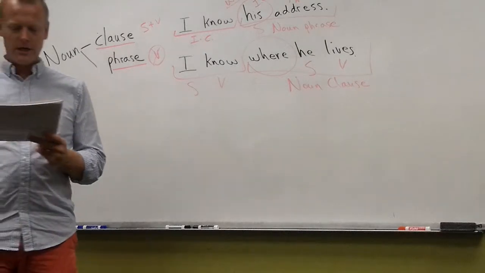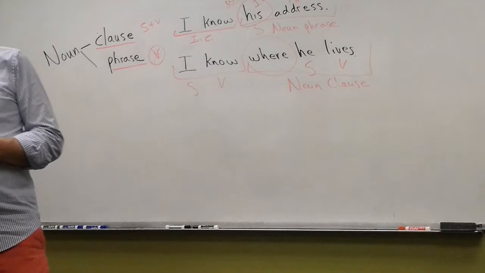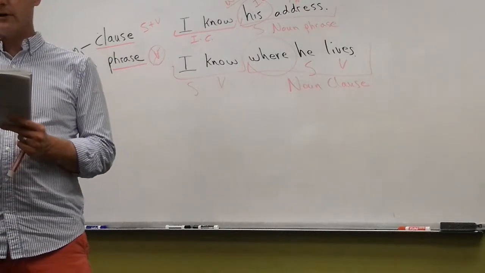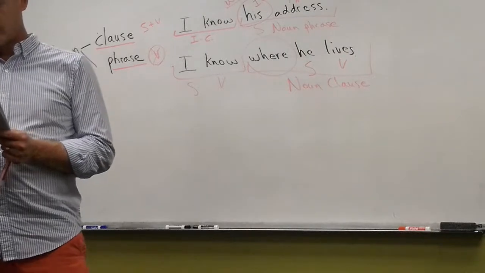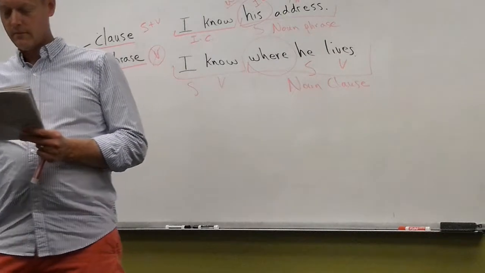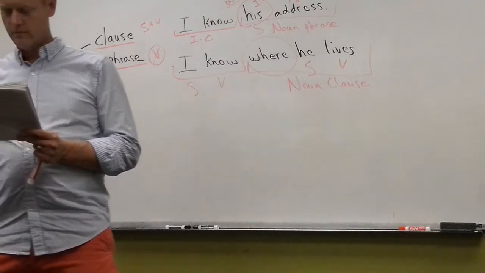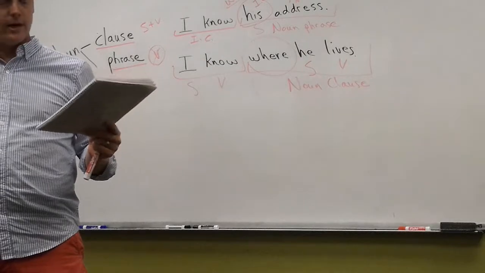Keep reading. In B, I know where he lives. Some verbs we didn't finish. Yusuf, read. Some verbs can be followed by noun clauses. Good. In B, where he lives is a noun clause. Where he lives is the object of the verb know. We already know that. Everybody okay?